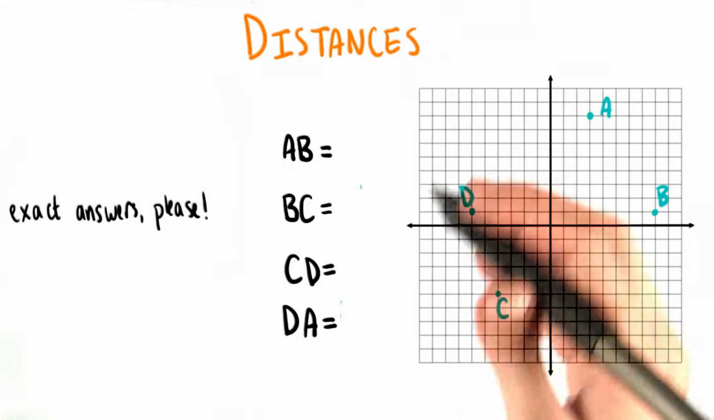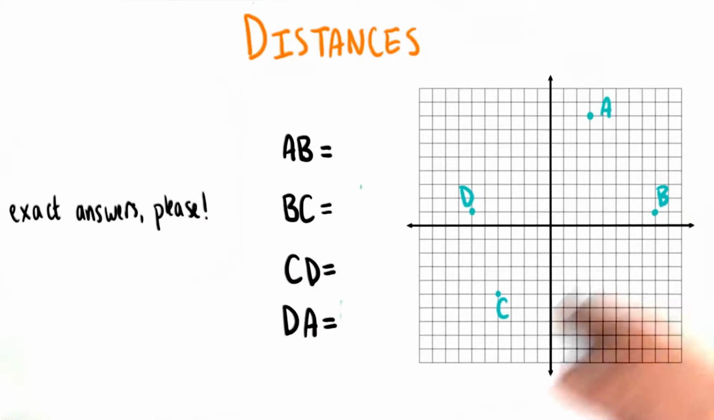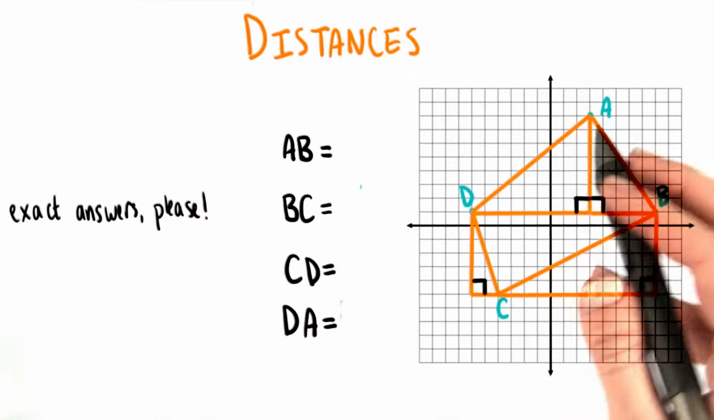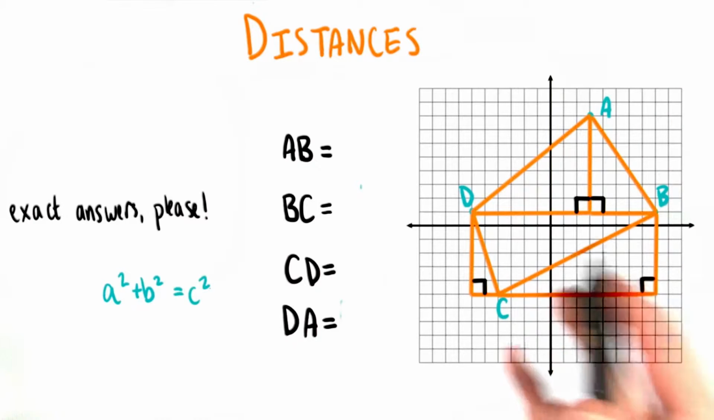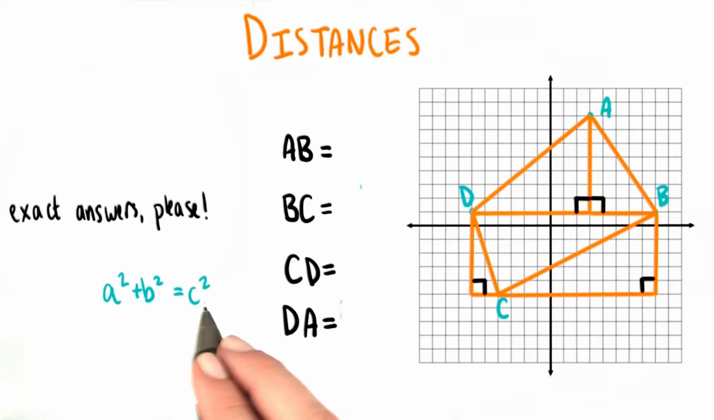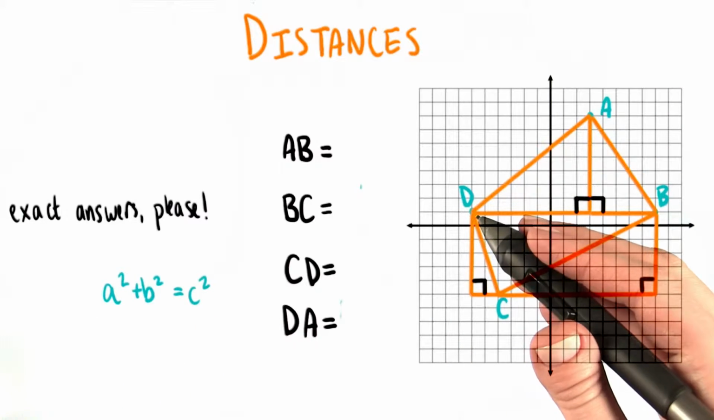What we need to see here on the graph is a bunch of triangles. So if we let each side length, or each of these distances that we were looking for, be the hypotenuse of a right triangle, then we can, as we've done so many times before, use the Pythagorean theorem to find the length of that side.